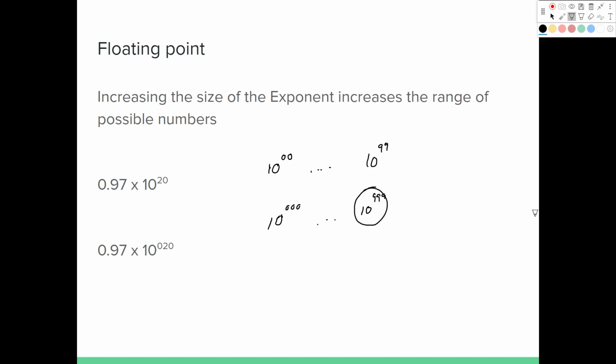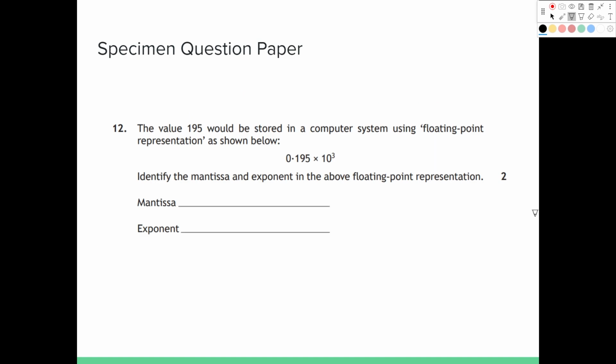But as I said, that should not creep into the National 5 course. I'm only including it because way back, many years ago, it used to be part of the National 5 level courses. But what you should expect to see is a question like this. It says the value 195 would be stored in a computer system using floating point representation as shown below. We've got 0.195 times 10 to the 3. Your job would be to identify the mantissa and the exponent.